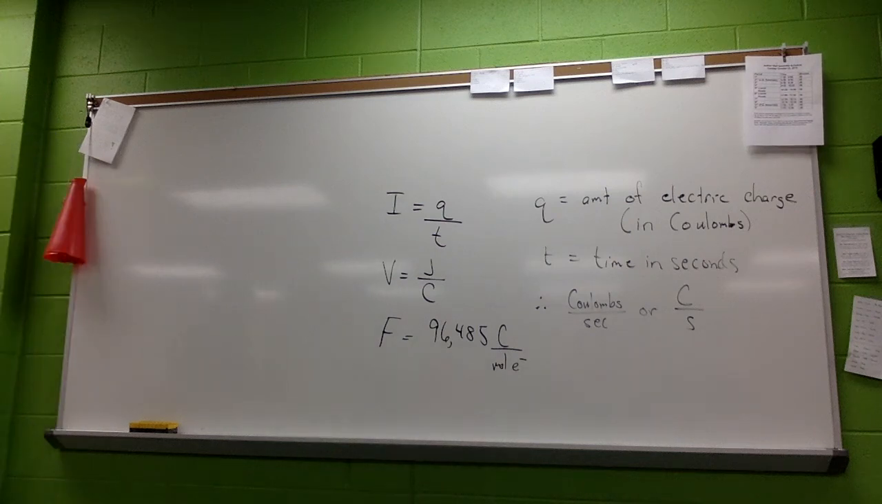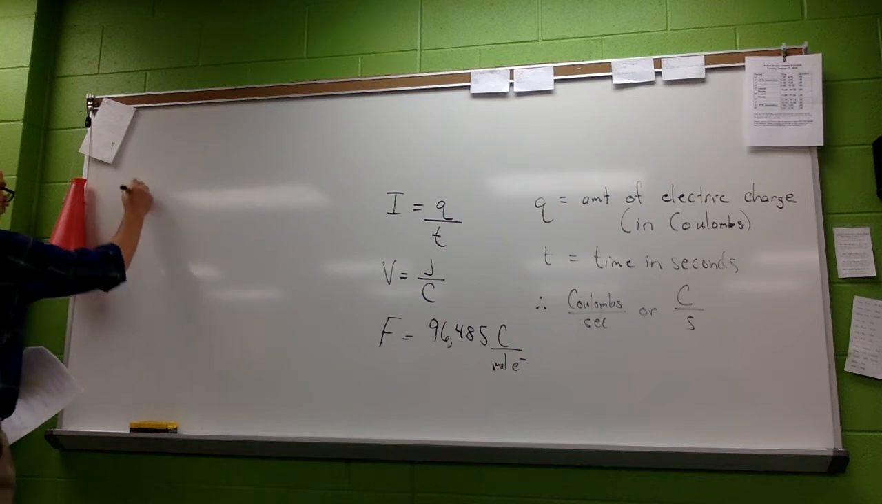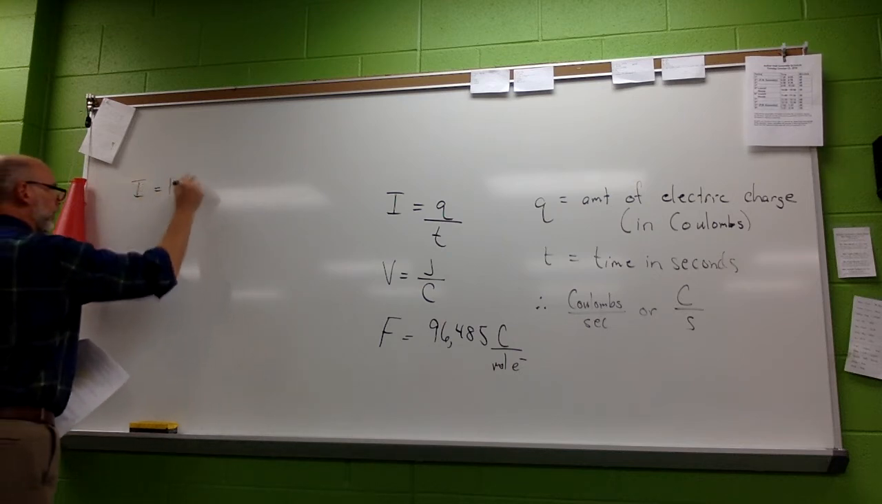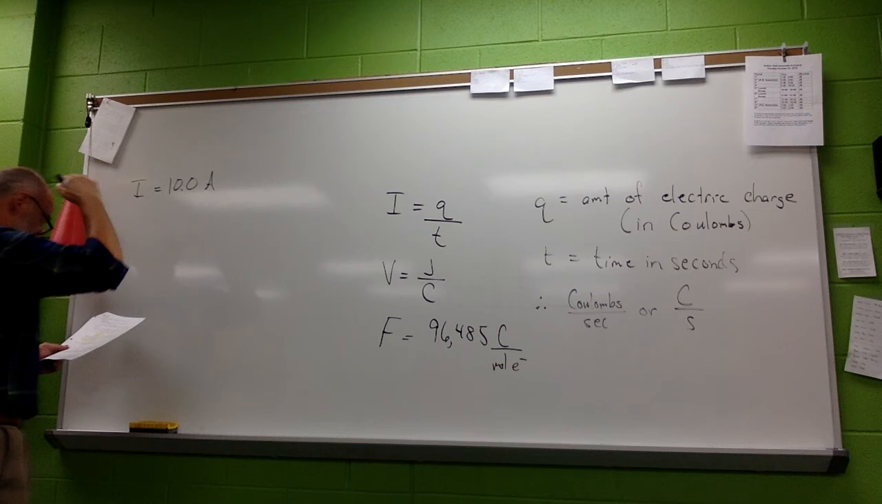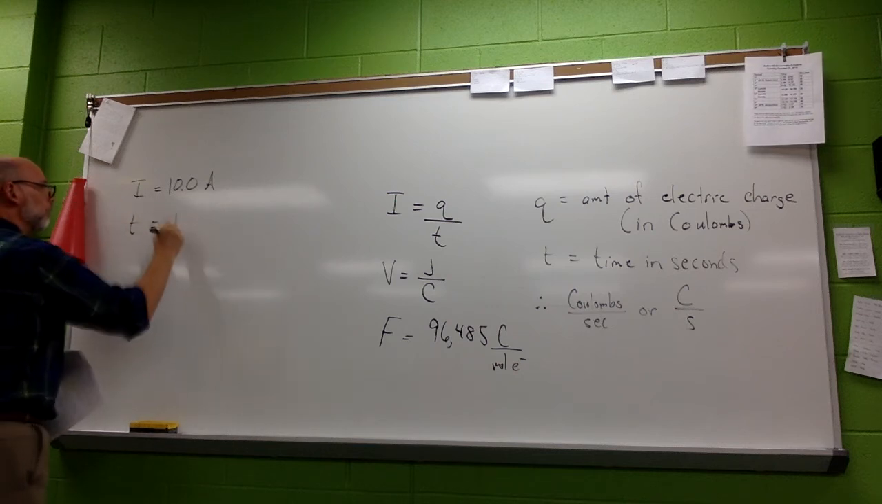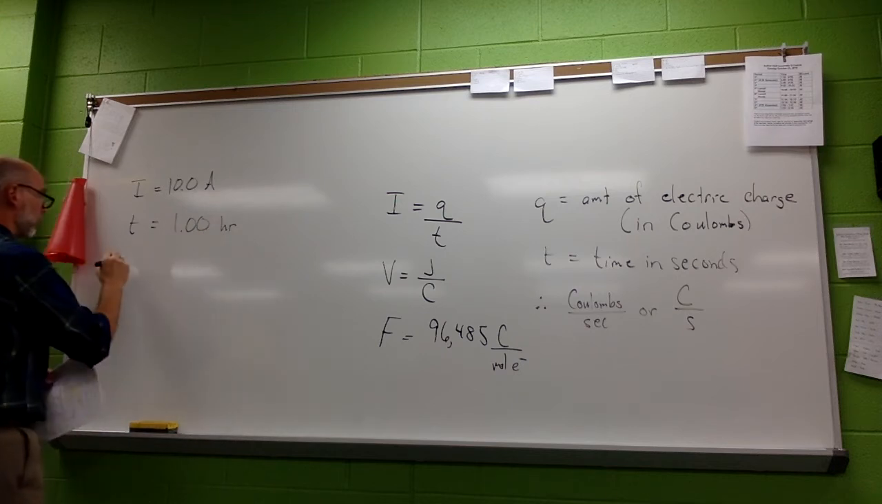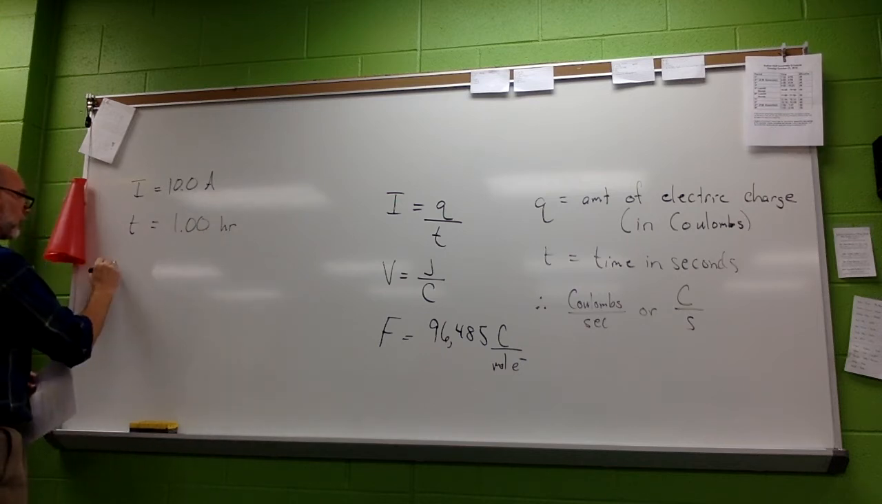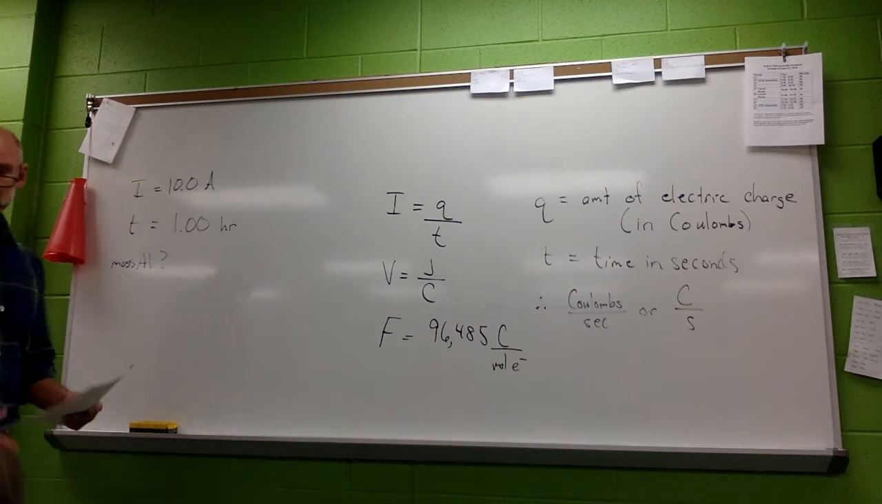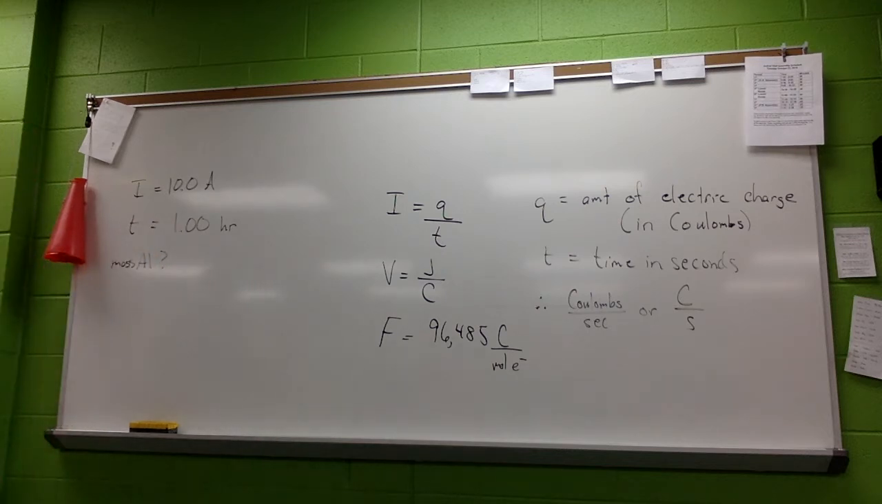Well, we know the current. It's 10.0 amps. The time is 1 hour. And we're looking for mass of aluminum. Okay, how can I get there? Well, I'm looking for mass of aluminum.